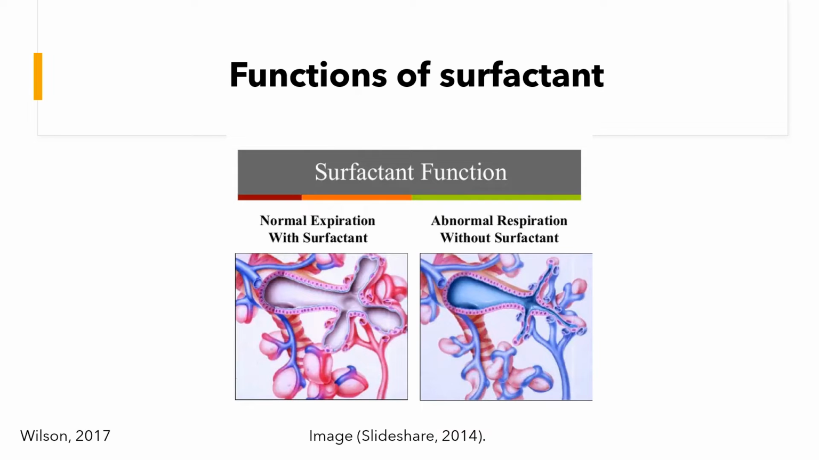So you can see in this diagram, the picture over here that says normal expiration without surfactant, or I'm sorry, with surfactant. You can see that the airways are open, the alveoli are all open in here. Abnormal respiration without surfactant. You can see here that it's closed up. They're all closed up, so they have collapsed. So what surfactant does is keep these airways open because it reduces the surface tension.